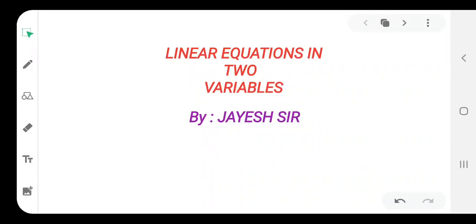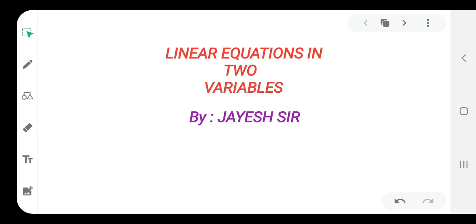Hello friends, today's topic is linear equations in two variables, and this is the first part of our chapter, linear equations in two variables. We have already learned linear equations in one variable in our previous class, grade 8, but in grade 9 we need to learn about linear equations in two variables.